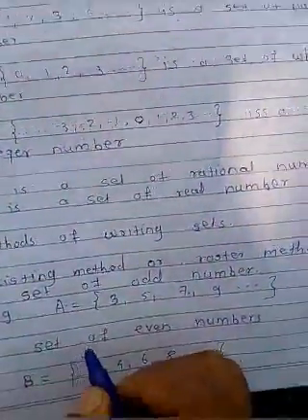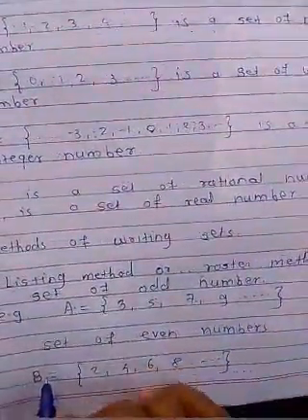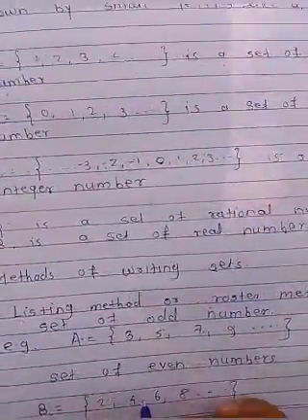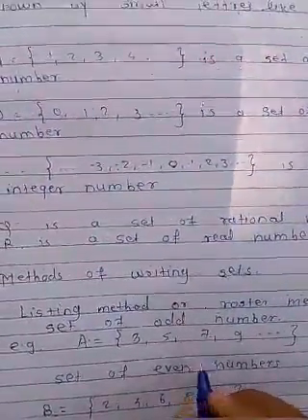Next is what? Set of even numbers. We write the set name by the capital letter B. And which are those even numbers? Even numbers are 2, 4, 6 and 8. Like this we can write sets.